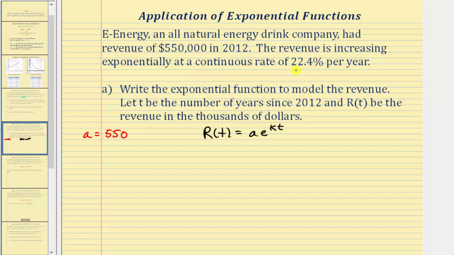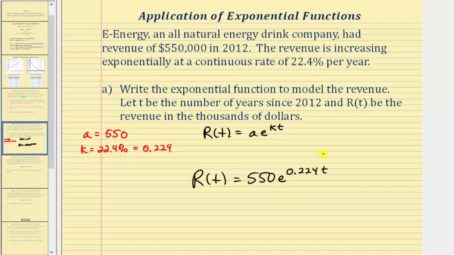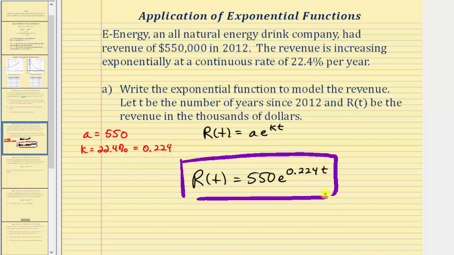Next, the continuous growth rate is 22.4%, and therefore k is equal to 22.4% as a decimal, which would be 0.224. K always must be expressed as a decimal. And this is all the information we need in order to write our revenue function. We would have r of t equals 550 times e raised to the power of 0.224 times t. And now we'll use this function to answer the next two questions.